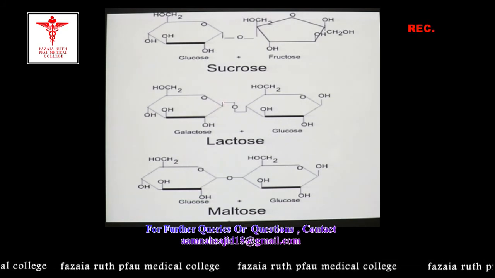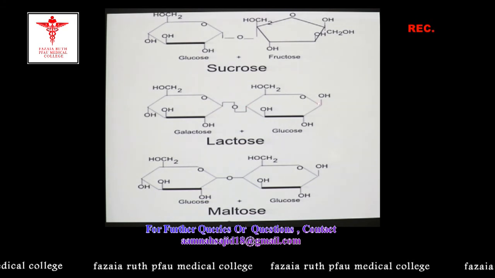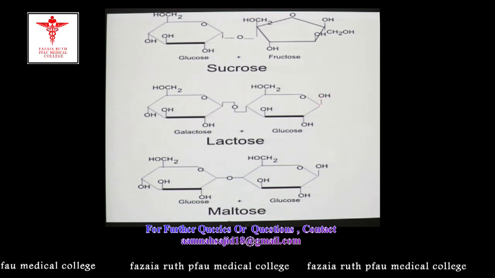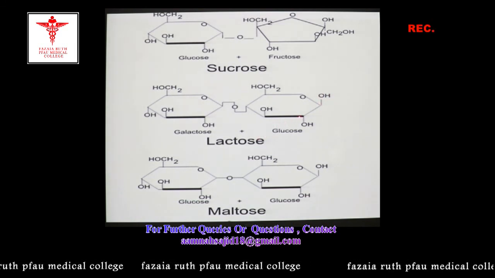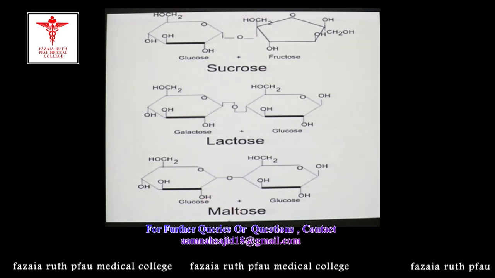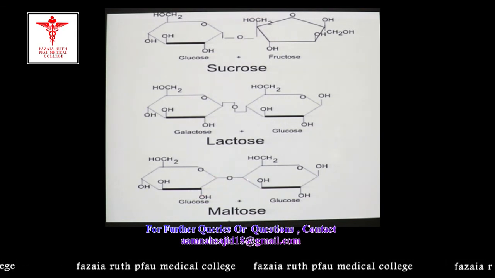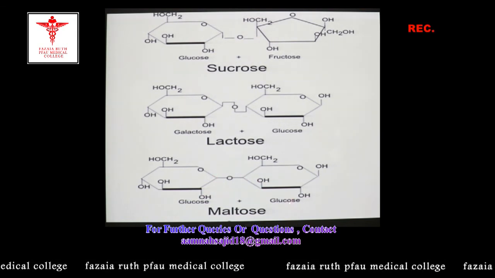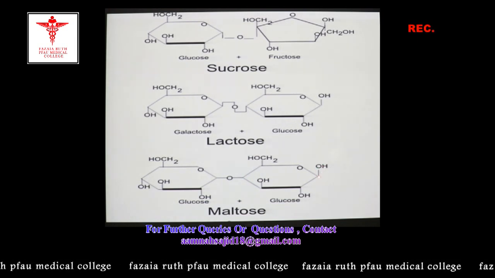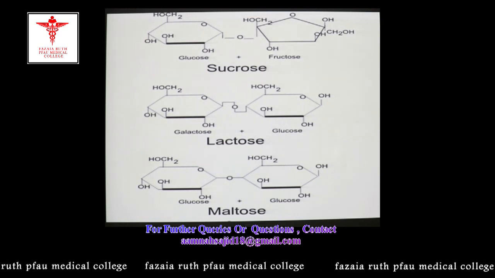Now what happens in the case of lactose? Carbon number 1 of galactose is bonded to carbon number 4 of glucose, and the anomeric carbon atom of this glucose molecule still has a hydroxyl group attached to it. That is why lactose is reducing in nature. Now, what happens in case of maltose? Carbon number 1 of this glucose molecule is bonded to carbon number 4 of this glucose molecule, and again at the anomeric carbon atom a hydroxyl group is attached, which means that maltose is a reducing sugar.